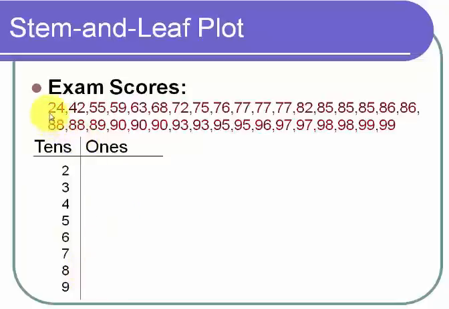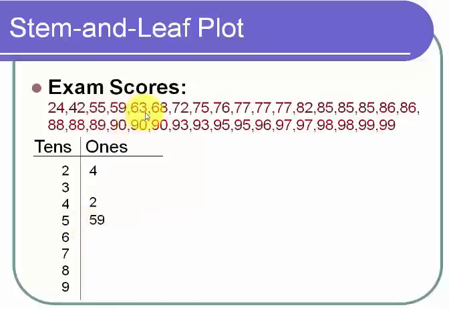Then I'm going to look at the data values. I have a 24. That has a 10's digit of 2 and a 1's digit of 4. So I put a 4 for the 1's digit. Then I have a 42. I don't have any 3's for the 10's digit, so that gets left blank. But the 42 has a 10's digit of 4 and a 1's digit of 2. For the 50's, notice each of them has a 10's digit of 5, and the 1's are 5 and 9. So under the 1's, I put a 5 and a 9.